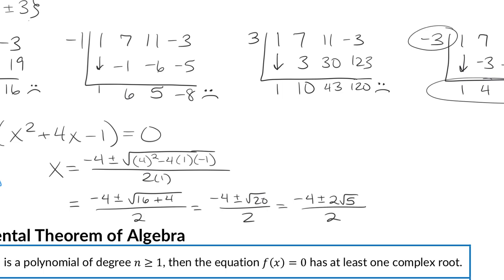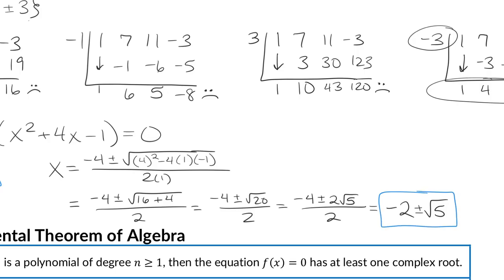If you need to make the tree and watch that 20 become 2 root 5, that's fine. That's what I'm doing in my head. We're almost done, because 4 and 2 are both divisible by 2, yeah? Yes. Which means this actually becomes -2 plus or minus the square root of 5. There are our other two zeros.